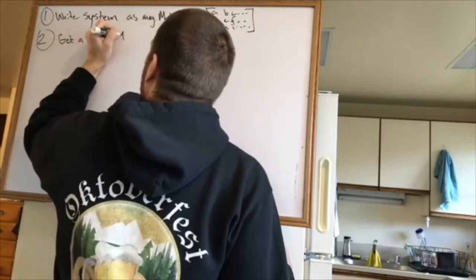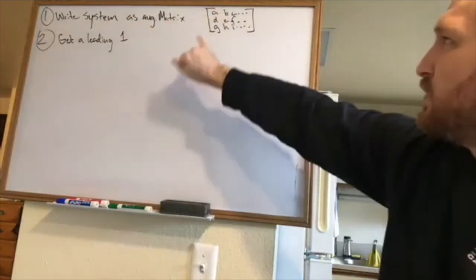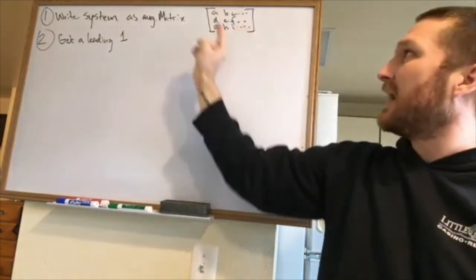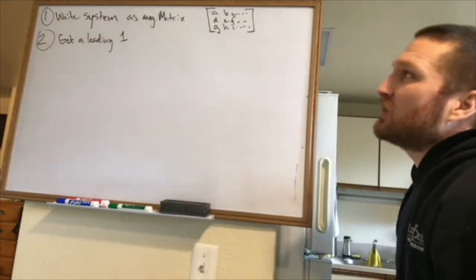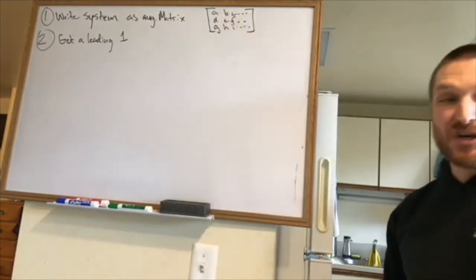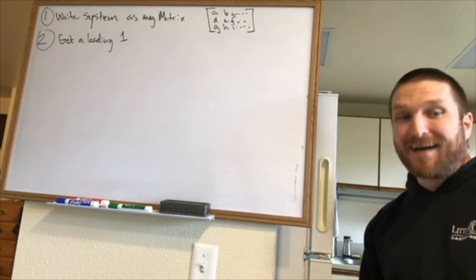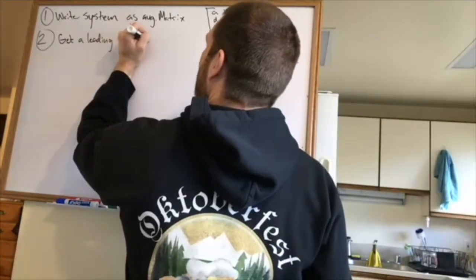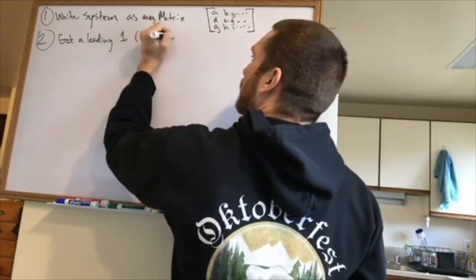Get a leading one. The very first time you do this, it's going to be the very top left. In this case, it's A, right? And so I would think, well, if that's an A and I need to turn it into a 1, I need to divide that row by an A. In other words, in this case, divide row 1 by A.